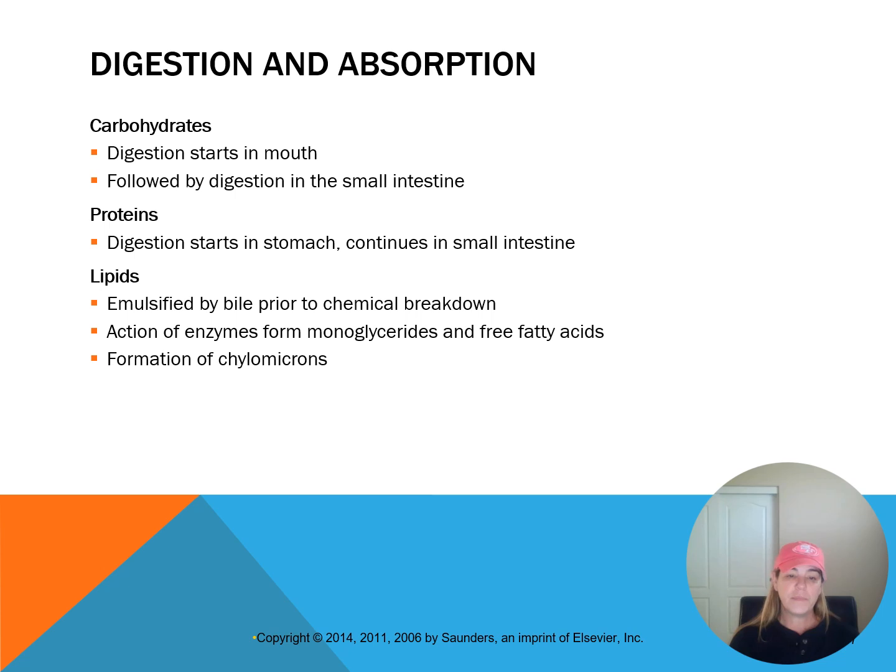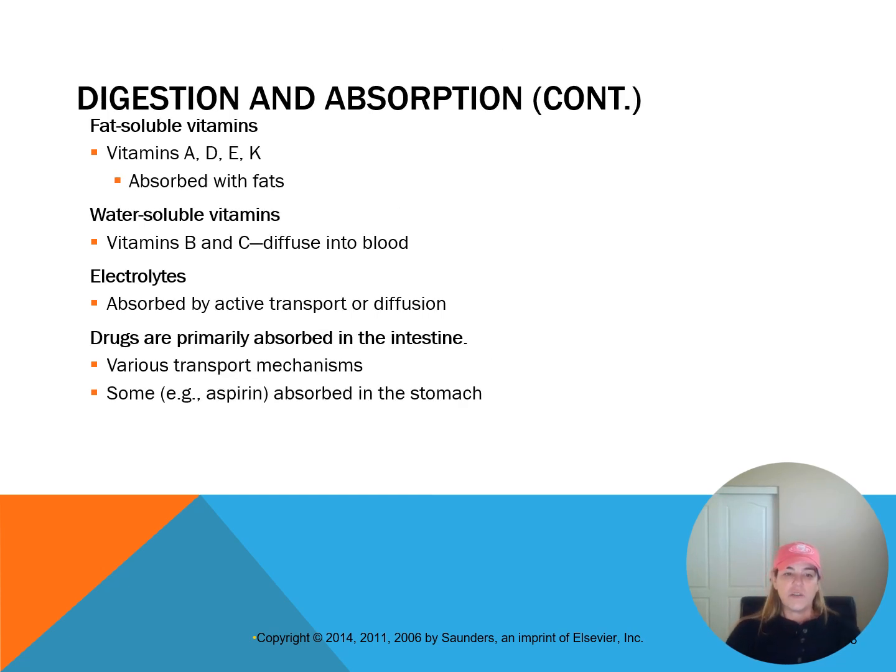Lipids are emulsified by the bile that comes from your gallbladder and your liver, and before they are broken down, they're emulsified, and they form what they call chylomicrons. So fat-soluble vitamins, which means that you need fats in order to absorb these vitamins, are A, D, E, and K, so they're best absorbed with fats.